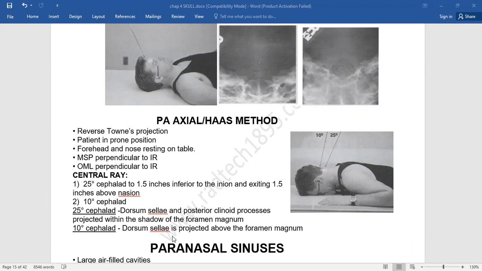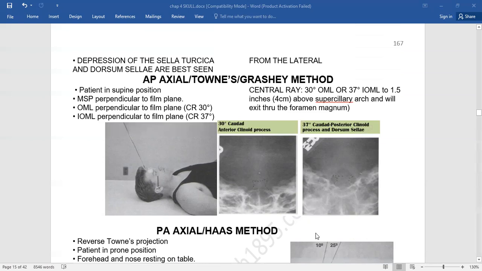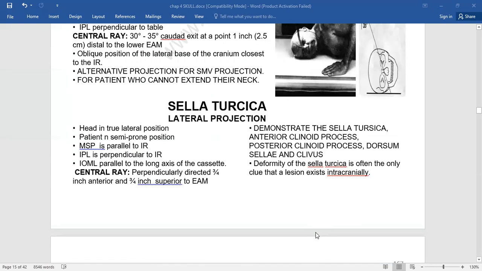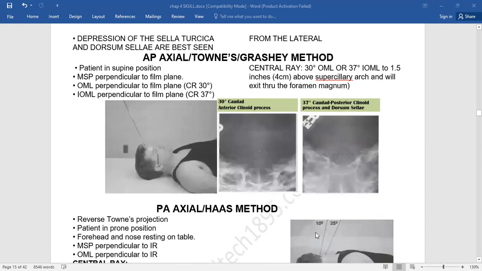So ibig sabihin, if ang angulation natin is 25 degrees cephalad, sa loob mismo ng foramen magnum, sa shadow niya, makikita yung dorsum sellae and posterior clinoid process. Pero pag 10 degrees, yung makikita natin na dorsum sellae is above the foramen magnum. That is for sella turcica. So, lateral, AP axial, and PA Haas.